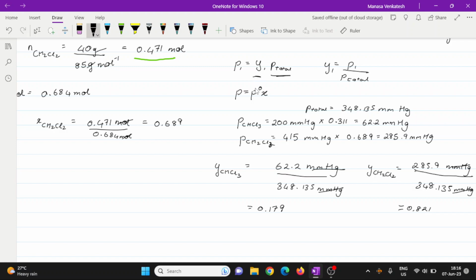We have the value of P1, which can be calculated using the vapor pressure of the pure component and the mole fraction of that particular component in the solution. We were able to calculate the value of P, and then we were able to calculate the mole fraction of the component in the vapor phase. With that, we're done with this example problem. In the next video, we will be continuing with the example problems.